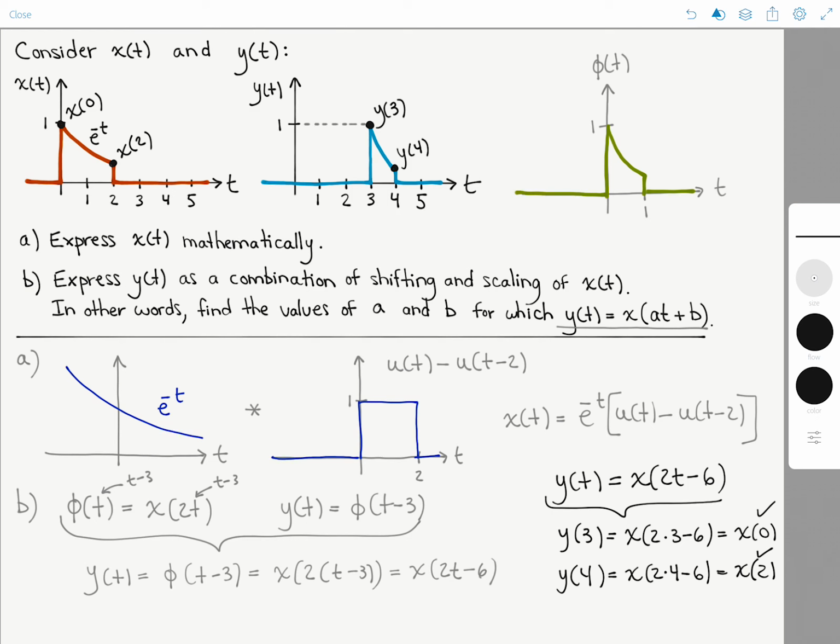Now, if we were asked to find an expression for y of t that is a pure function of time, then we would simply need to substitute t here by 2t minus 6. So we could also write y of t is equal to e to the power negative (2t minus 6) times the unit step function with 2t minus 6 as a parameter minus another unit step function with 2t minus 8 as a parameter. And this expression and this expression for y of t are equivalent.